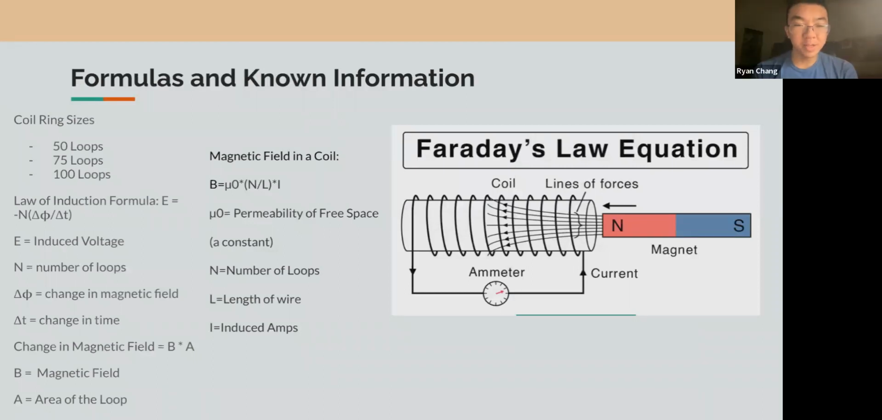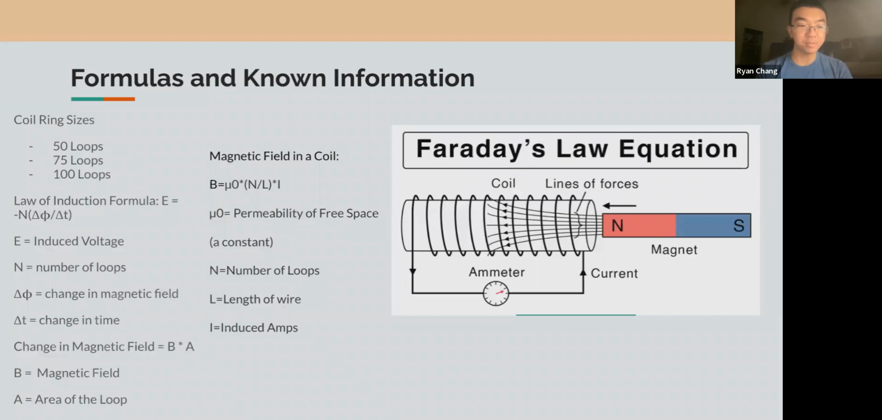For this experiment, we used 3 coil ring sizes of 50, 75, and 100 loops. And for our formulas, the first one we have to calculate is the magnetic field in a coil, which is mu naught, the permeability of free space, which is a constant that is proportional to the magnetic flux density and magnetic field strength in a vacuum, times the number of loops divided by the length of wire times the induced amps.